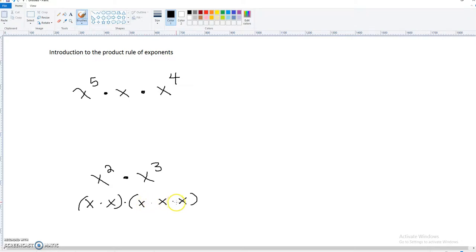So if these three x's multiplied together gave us x cubed, then when we have all of these multiplied together, all we're doing is adding up the x's. So we've got 1, 2, 3, 4, 5. So we got x to the 5th power.